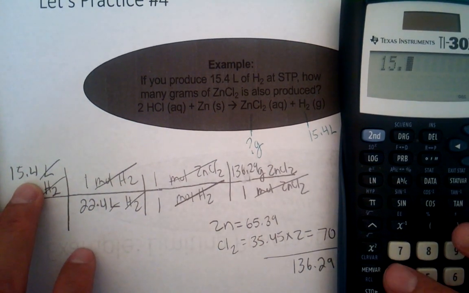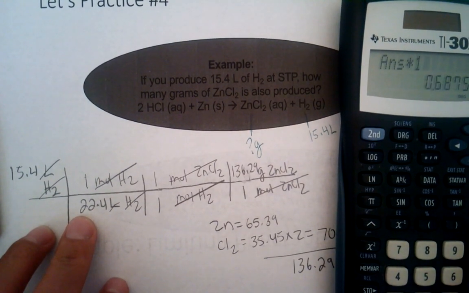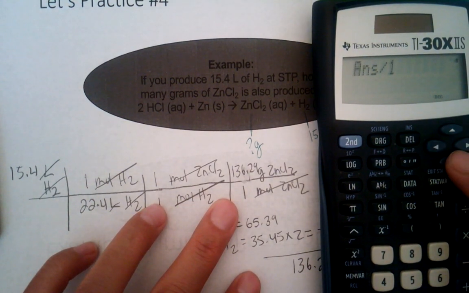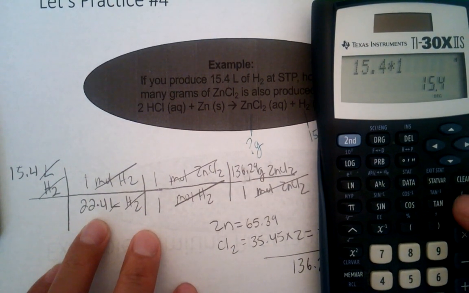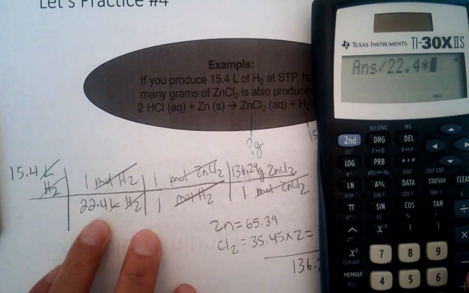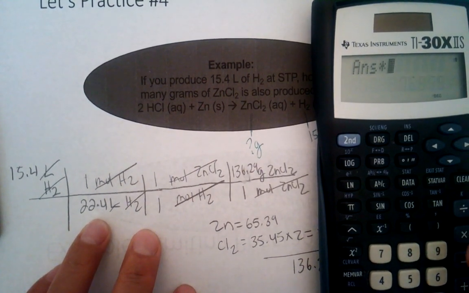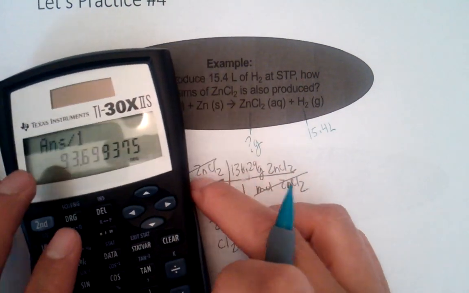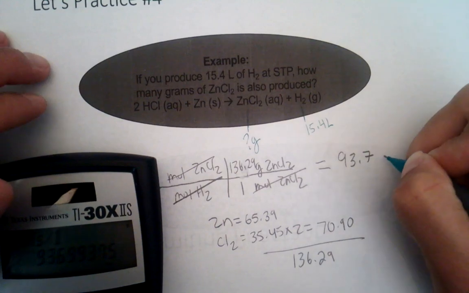So we're going to do 15.4 times 1 divided by 22.4 times 1 divided by 1 times... let me start over. Sorry about that. 15.4 times 1 divided by 22.4 times 1 divided by 1 times 136.29 divided by 1. I got 93.699. So I want 3 sig figs, so that means my answer would be 93.7 grams of zinc chloride.